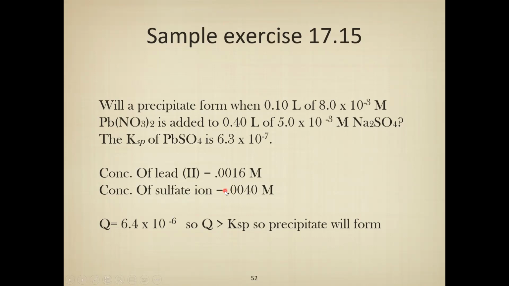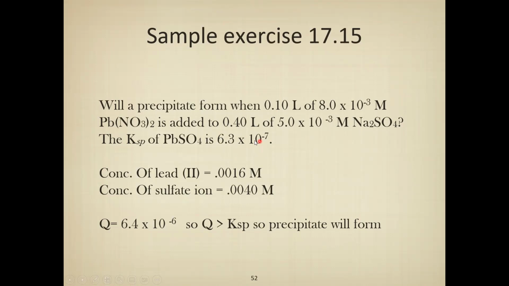But when we're looking at determining Q, it's just going to be this product of those 2 ion concentrations, because we just have 1 of each of them here. So if we do 0.0016 times 0.004, we get a Q of 6.4 times 10 to the negative 6.